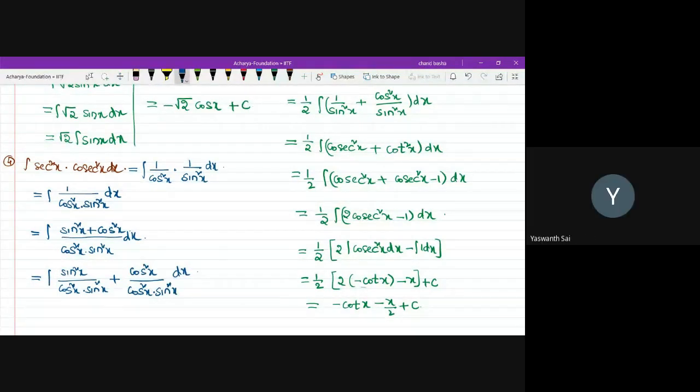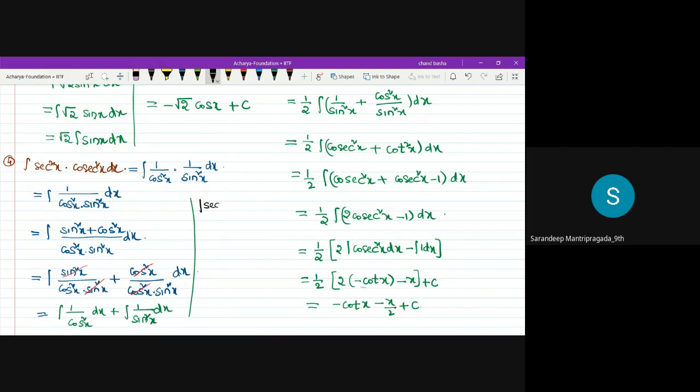Yes, I can explain again. I have just explained sine square divided by cos square sine square, plus cos square divided by cos square sine square. That's it. In the first expression, sine square cancels. In the second expression, cos square cancels. The rest of the part, if I'm observing, is integral 1 divided by cos square x into dx plus integral 1 divided by sine square x dx. So instead of the product, we have reduced it in terms of a sum.